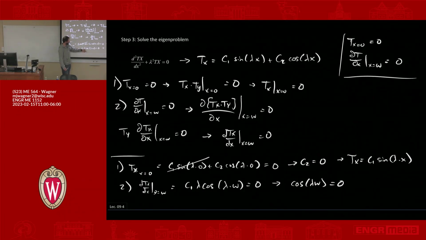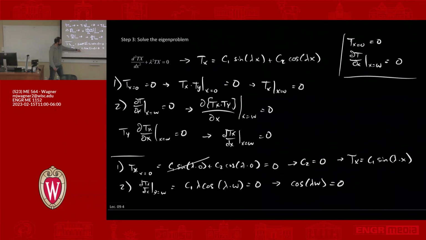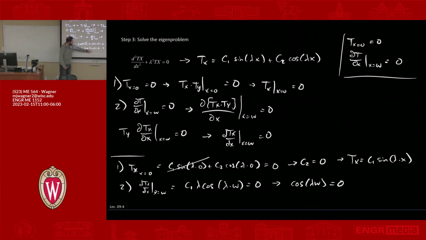Lambda, we don't want that to be 0 because then this would be 1. So we're left with this requirement that this term has to be 0. And when is that term 0? It's 0 infinitely many times. Every time lambda times w hits a certain root, right, you get that condition to be true. So this is where this eigenvalue, eigenproblem thing comes from.